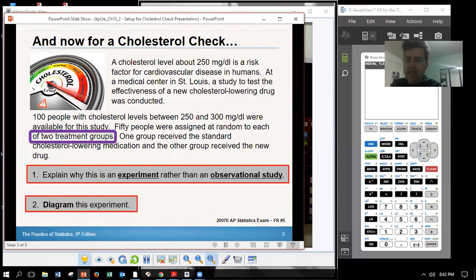Number 2, diagram this experiment. So now we're still looking back to do our work back in chapter 4, to diagram this experiment before we do some of our new stuff. So let's pop over and let's work on that.